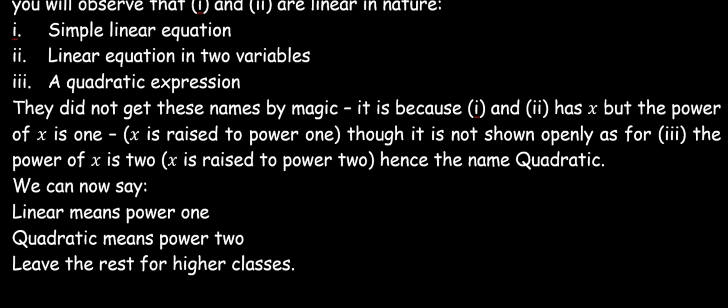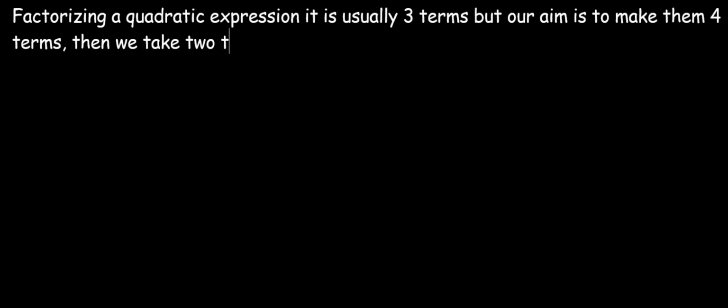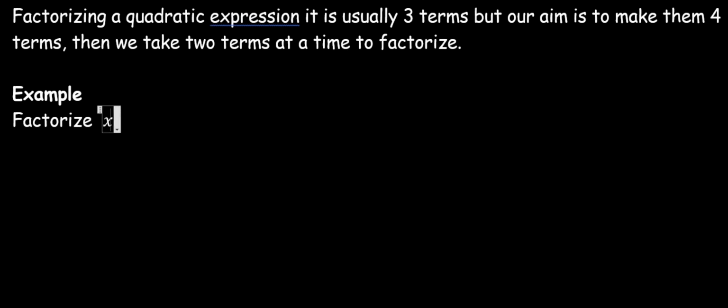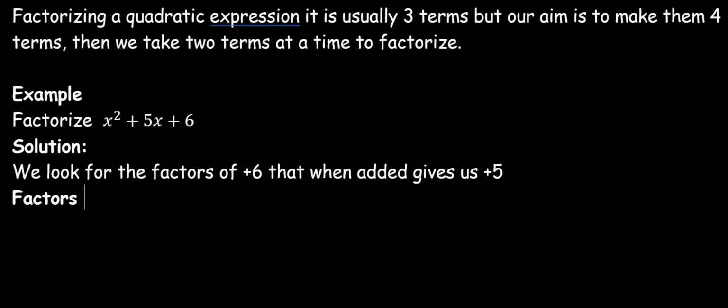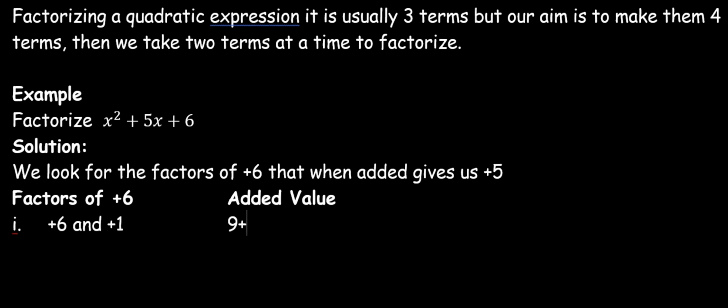Factorizing a quadratic expression, it is usually 3 terms, but our aim is to make them 4 terms. Then we take 2 terms at a time to factorize. Example, factorize x squared plus 5x plus 6. Solution. We look for the factors of plus 6 that when added gives us plus 5. Now we list them out, factors of plus 6, then added value. In the first case, we have plus 6 and plus 1. When added, will give us plus 7. In the second case, we have plus 2 and plus 3. When added, will give us plus 5.